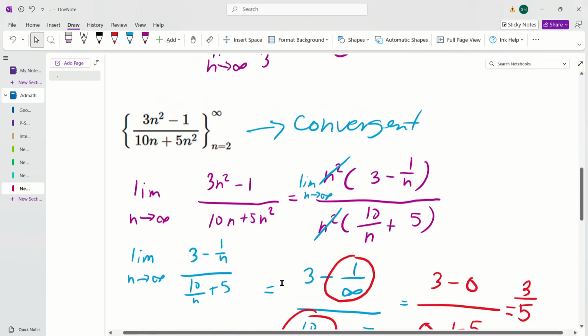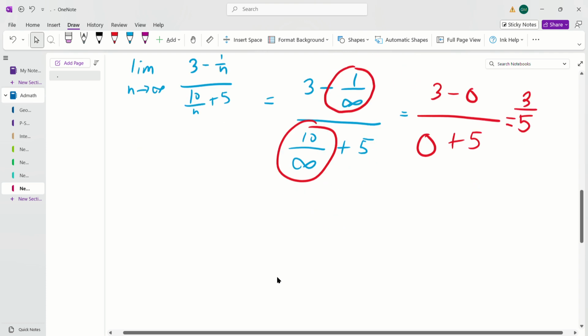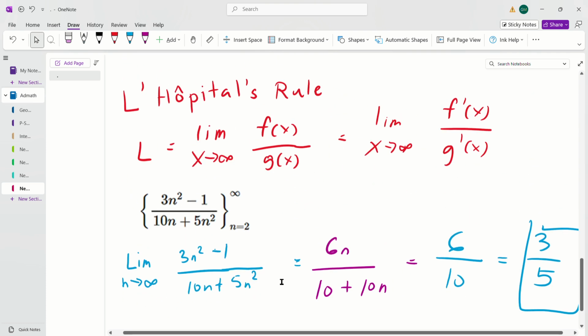Next, you can also get the limit by manipulating it algebraically. And lastly, we can get the limit by using L'Hopital's rule, differentiating the numerator and denominator. From that, after identifying the limit, you can conclude if your sequence is either convergent or divergent based on your limit.